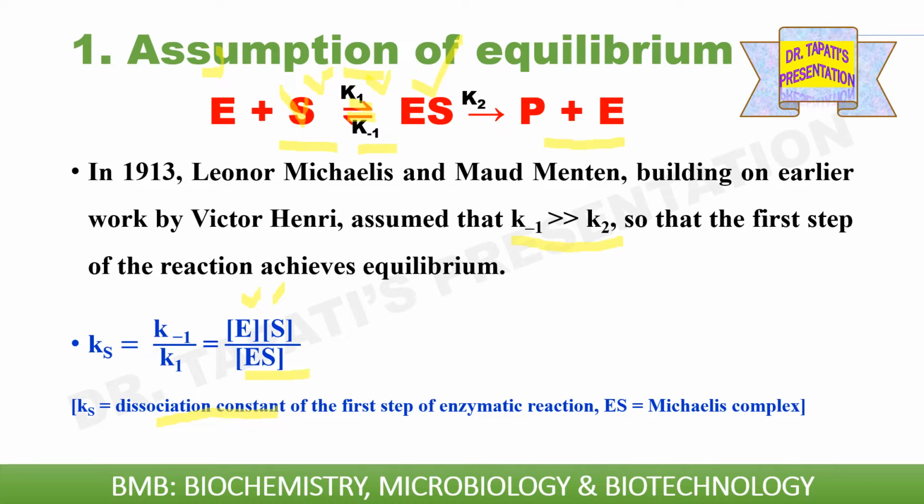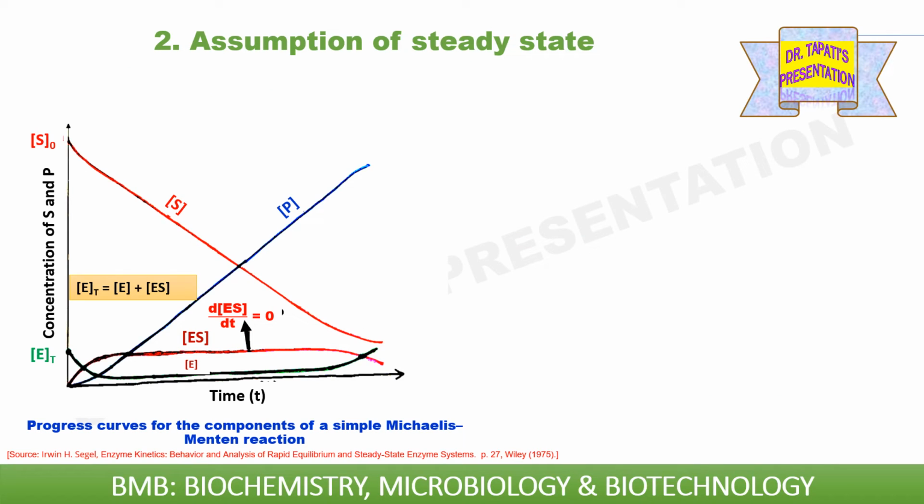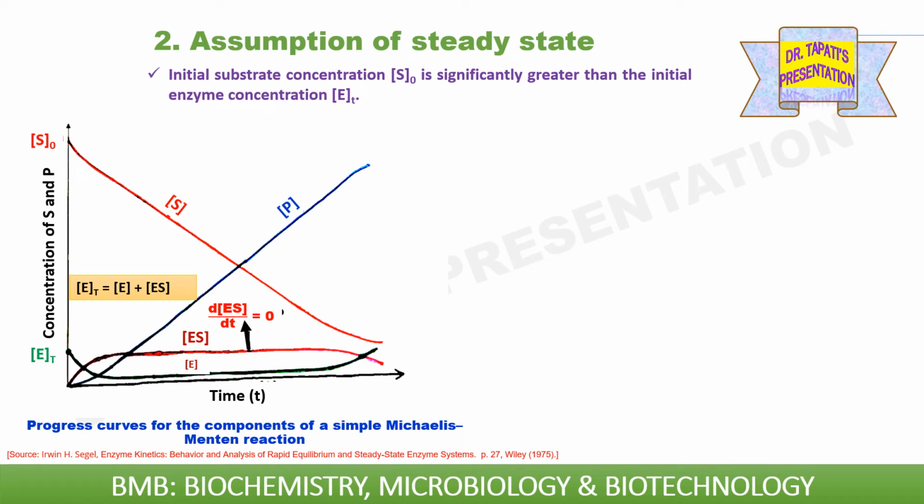This figure is for progress curves for the components of a simple Michaelis-Menten reaction. If you see this figure carefully, you can find that the initial substrate concentration, that is the S0 value, is significantly greater than the initial enzyme concentration, that is ET.